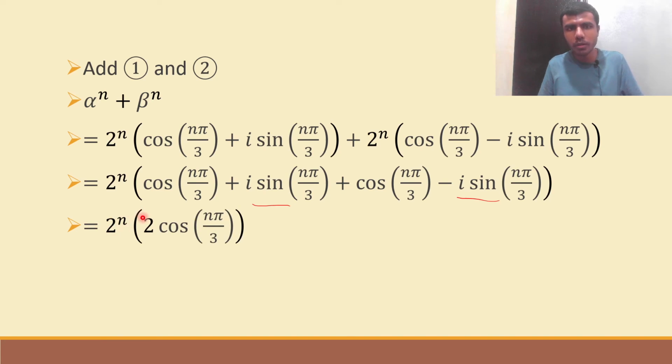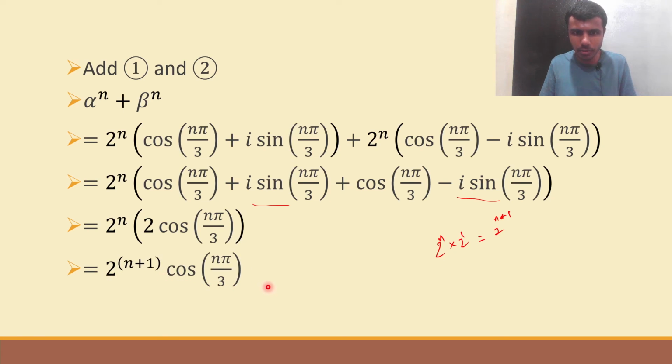Now 2 power n into 2. Listen guys, 2 is nothing but 2 power 1, right? a power m into a power n is a power m plus n. So the powers get added and I get 2 power n plus 1 into cos n pi by 3. That's it guys. This is what they asked us to prove and we have proved it.